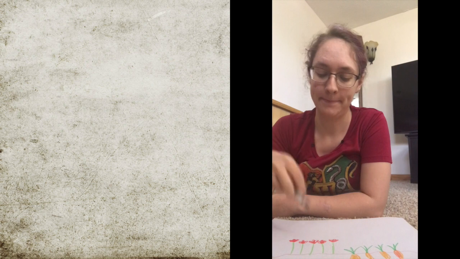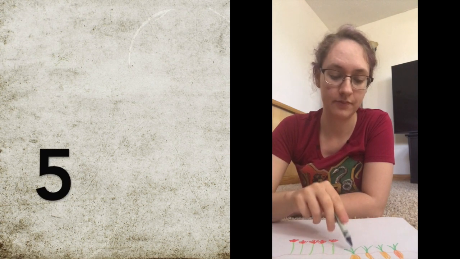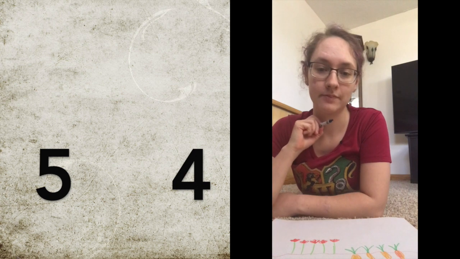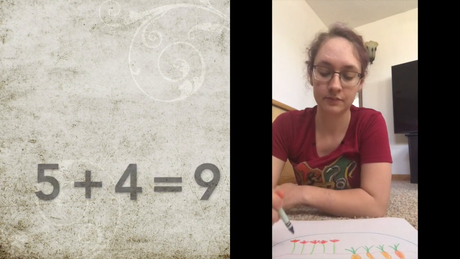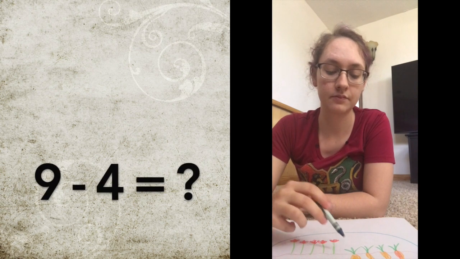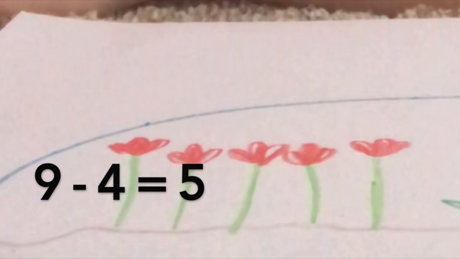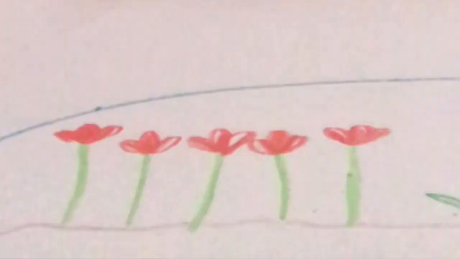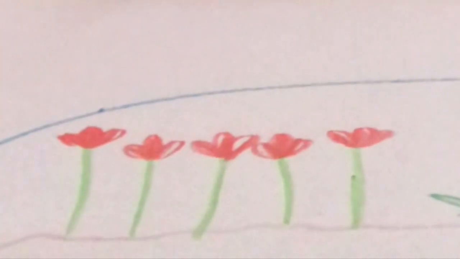So I drew a garden. It has 5 flowers and 4 carrots. Altogether, that gives me 9. Now a bunny's gonna come along and eat the carrots. That means there will be 5 flowers left in our garden.